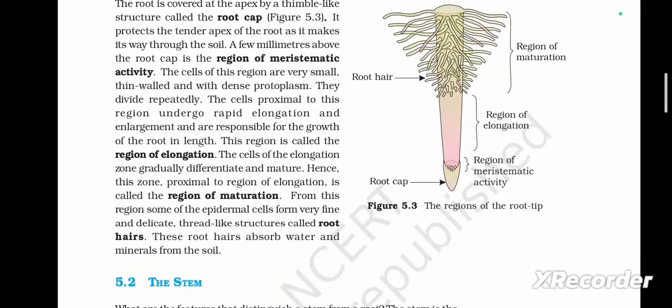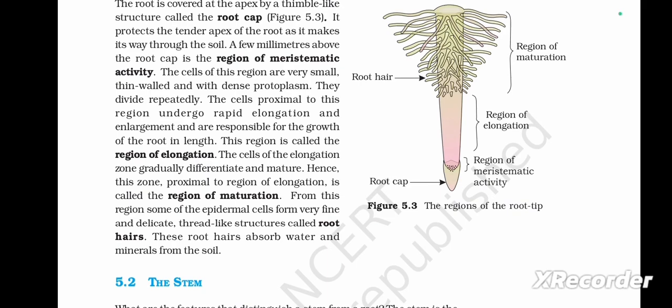This region is called the region of elongation. The cells of the elongation zone gradually differentiate and mature. Hence, this zone proximal to region of elongation is called the region of maturation. From this region, some of the epidermal cells form very fine and delicate thread-like structures called root hairs.